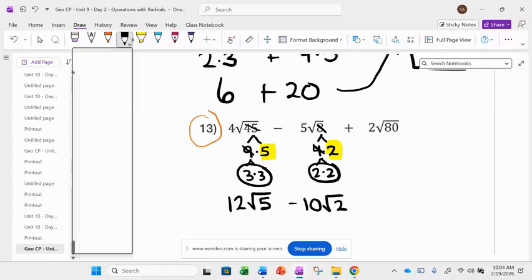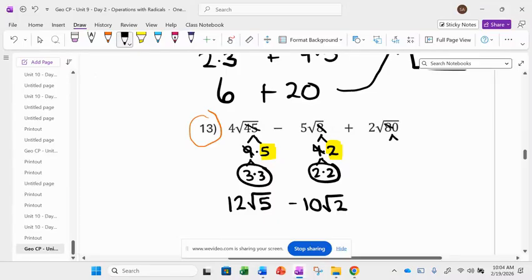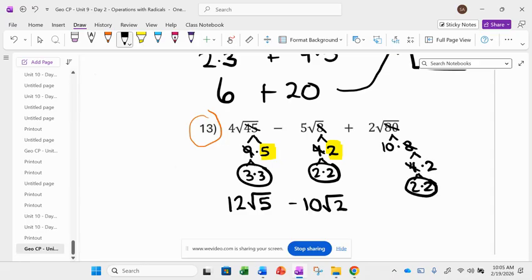80 was the biggest problem here. So I think most of you went with 10 and 8. And then you did really good with the 8. You did 4 and 2. And then you did 2 and 2, which is really good. And I'm happy about that.